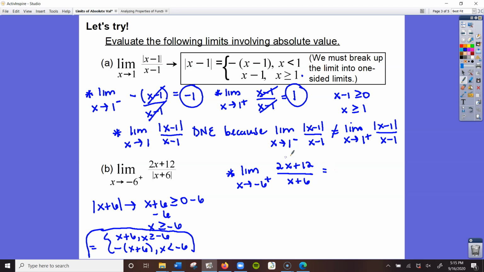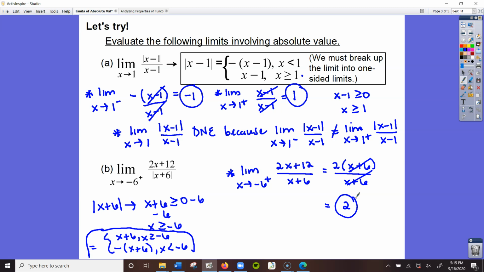Now in the numerator, I can go ahead and factor out a 2. And that would give me 2 times (x + 6) over (x + 6). Here, my x + 6's would cancel, and I end up with a limit of 2.